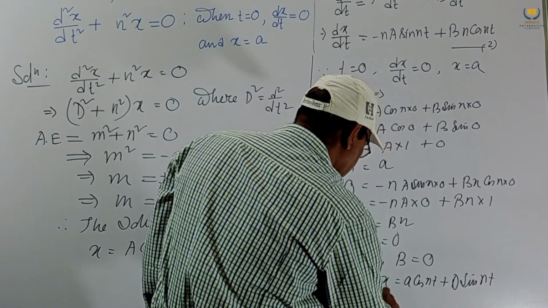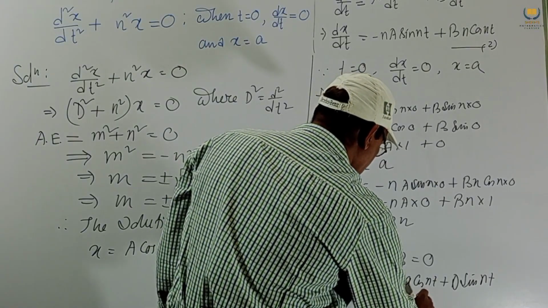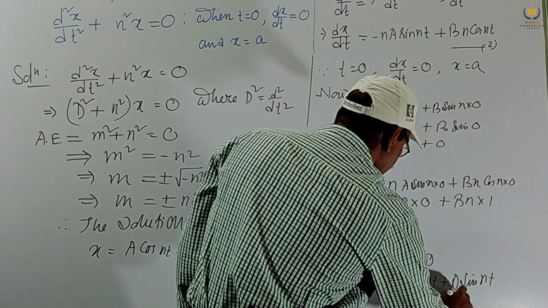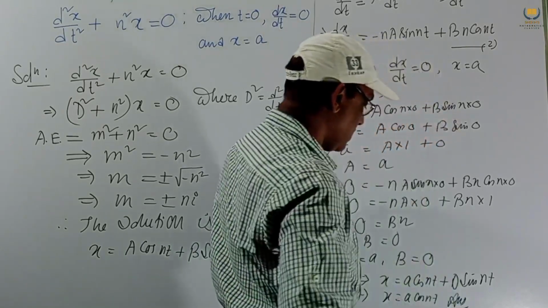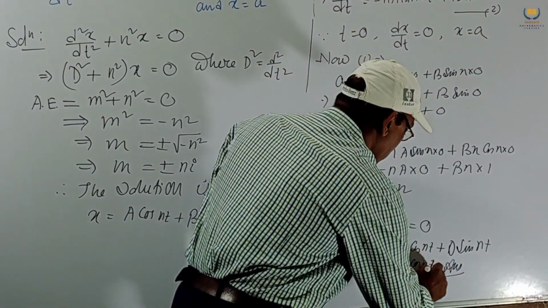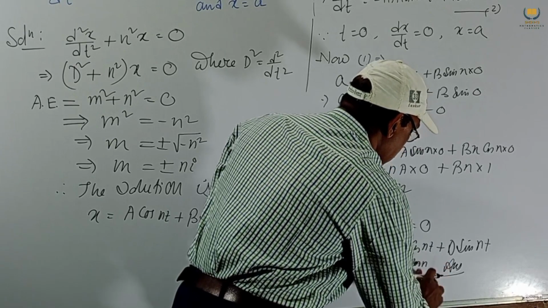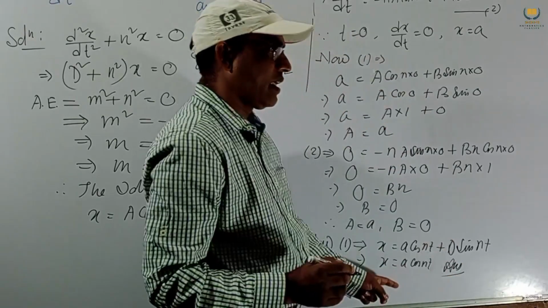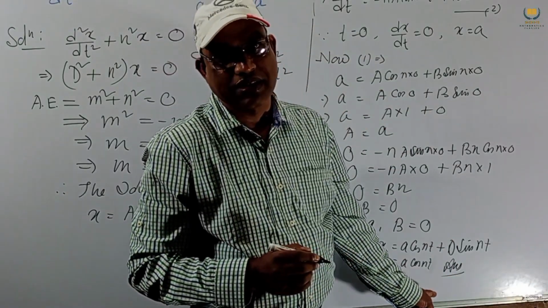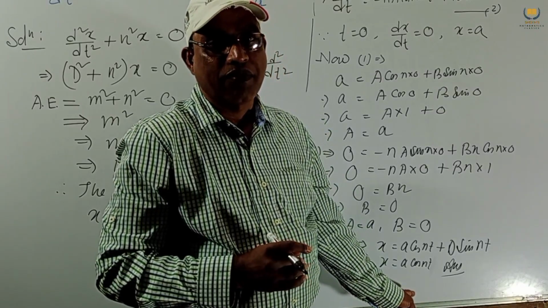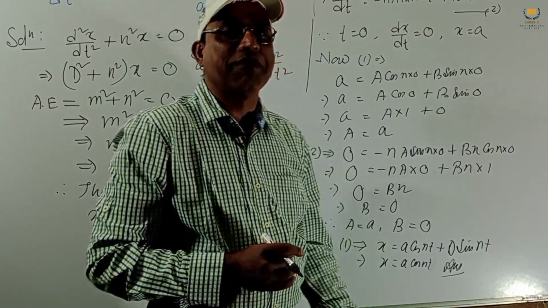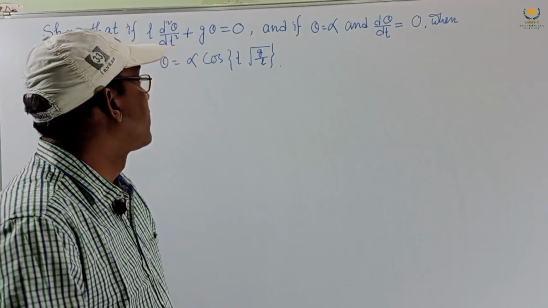So this implies x equal to a cos nt, and this is our answer. Answer is a cos nt. This is the required particular solution of the given problem. Next we consider another problem.